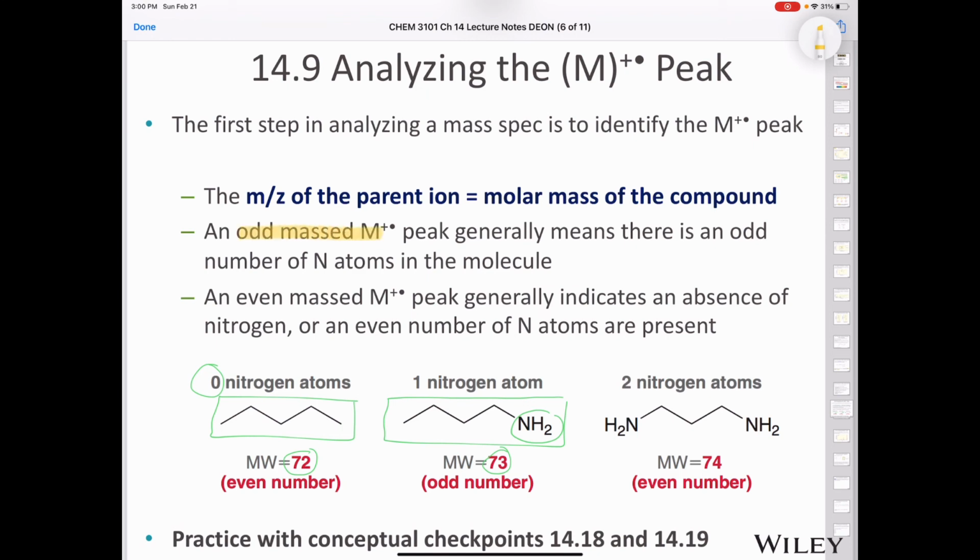A molecular ion with an odd mass generally means that there is an odd number of nitrogen atoms in the molecule. And so just by looking at the mass of the parent ion, we can say it's odd, so there's probably an odd number of nitrogens, and there's 1. And if you look at the last example here, you see that there are 2 nitrogen atoms, and so we go back to having an even mass. And so it's important to examine the molecular ion from the point of view of the nitrogen rule for every mass spectrum that you look at.